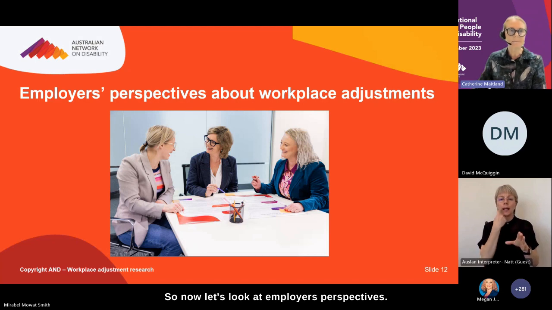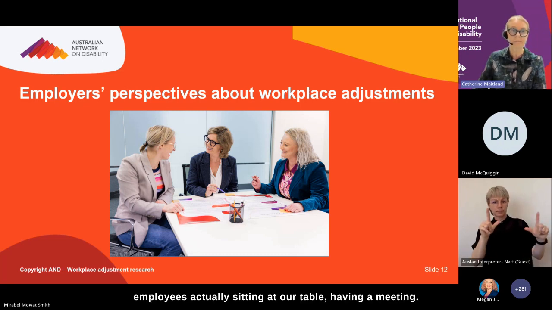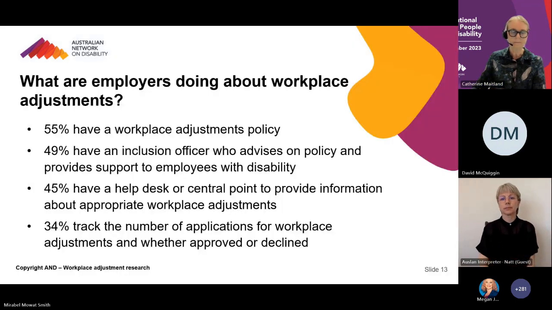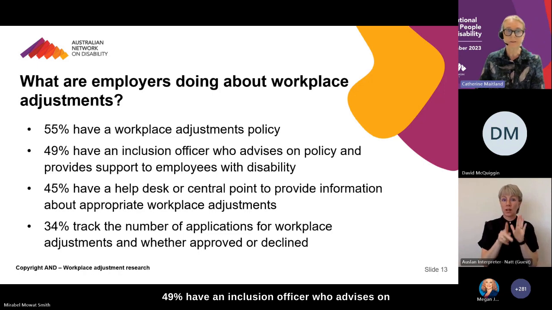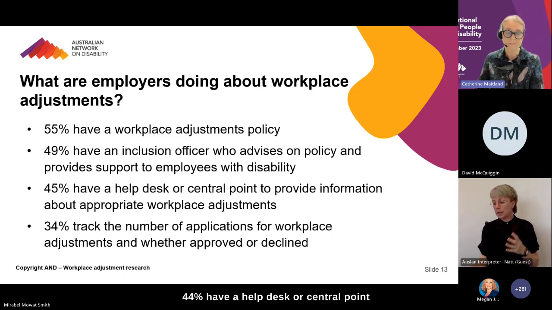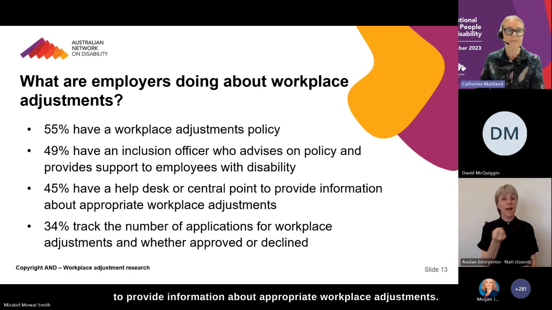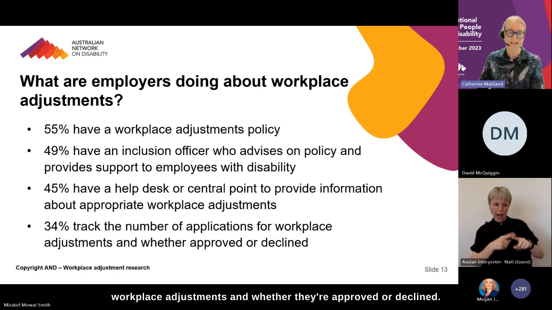So now let's look at employers' perspectives. The image here is of 3 A&D employees actually sitting at our table having a meeting. What are employers doing? Here are some statistics. 55% of survey respondents have a workplace adjustments policy. 49% have an inclusion officer who advises on policy and provides support to employees with disability. 44% have a help desk or central point to provide information about appropriate workplace adjustments. And 34% track the number of applications for workplace adjustments and whether they're approved or declined.